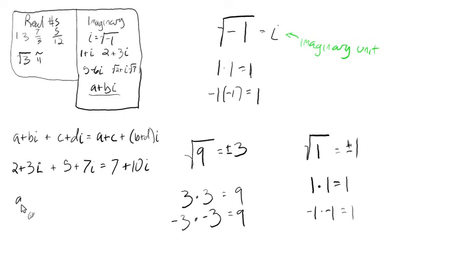And two imaginary numbers can only be equal if, this is if and only if, this is the only way that two imaginary numbers can be equal to each other. That's if a equals c, that is to say the real part equals the real part, and b equals d. The two coefficients of i are the same.